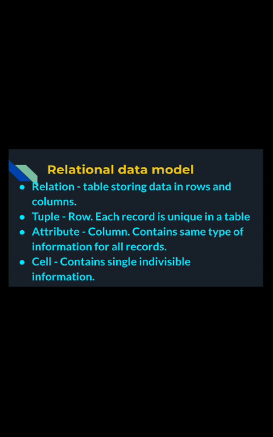So the same type of information for all the records is stored in an attribute. Then what is a cell? A cell is actually the intersection of a row and a column. It is the smallest unit where you are going to keep your data, and the data is one single item.